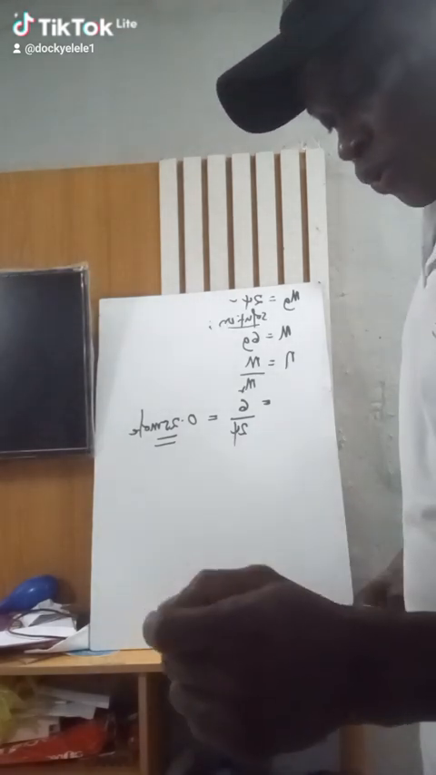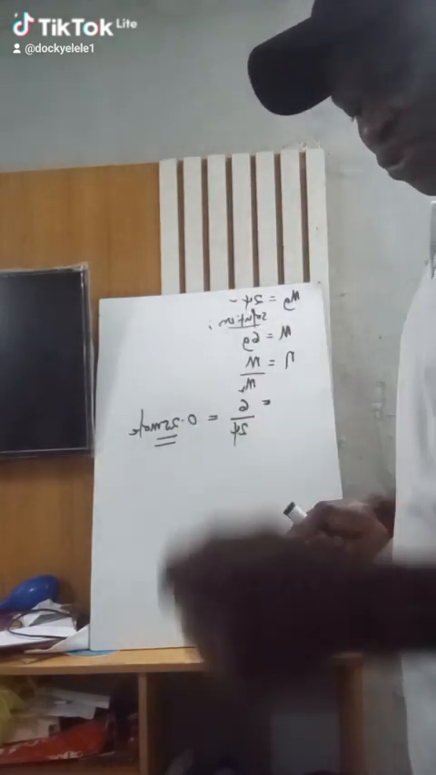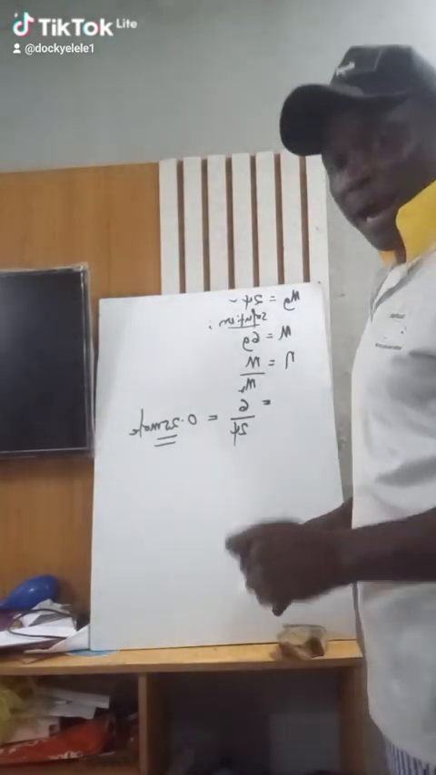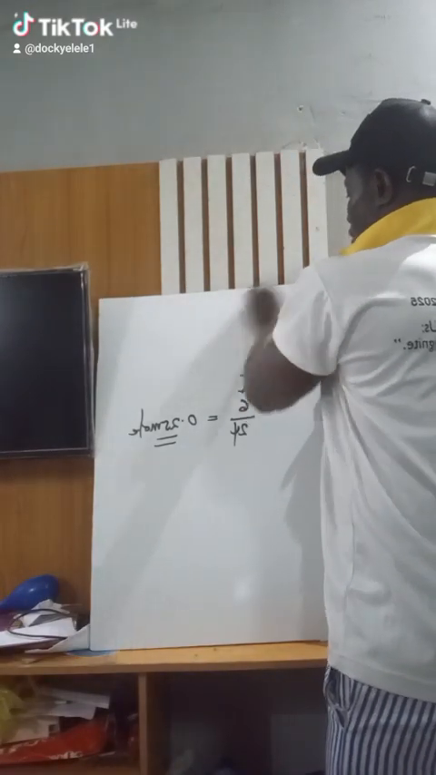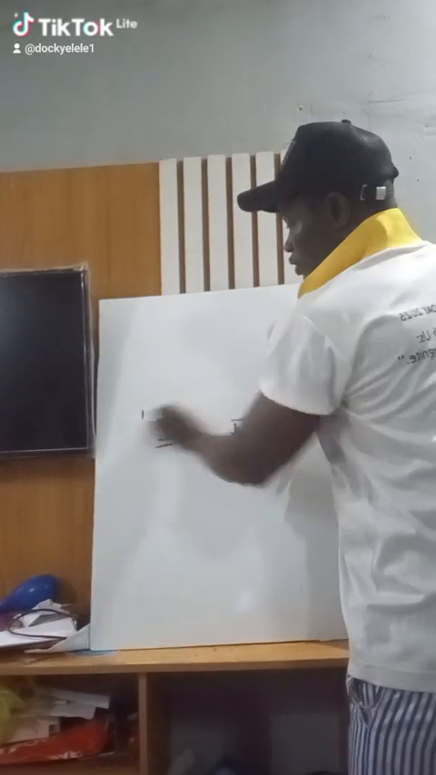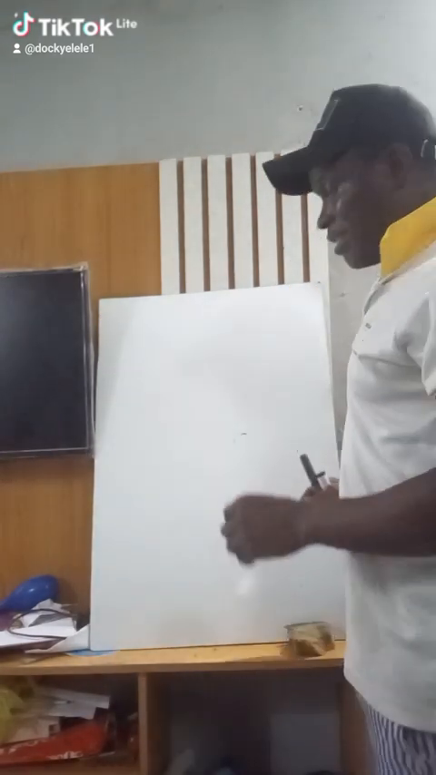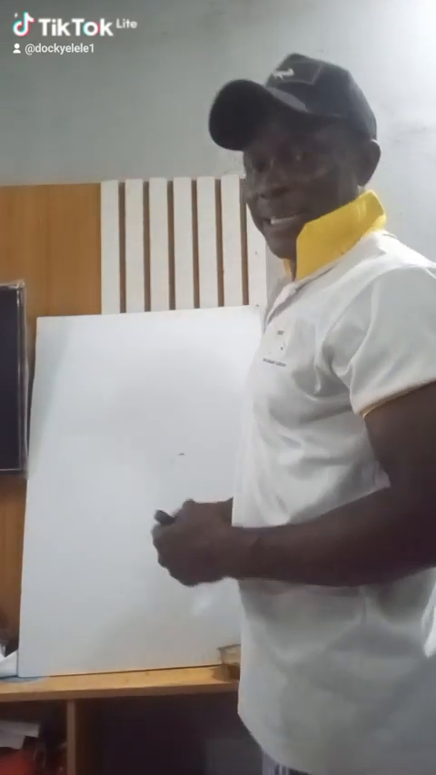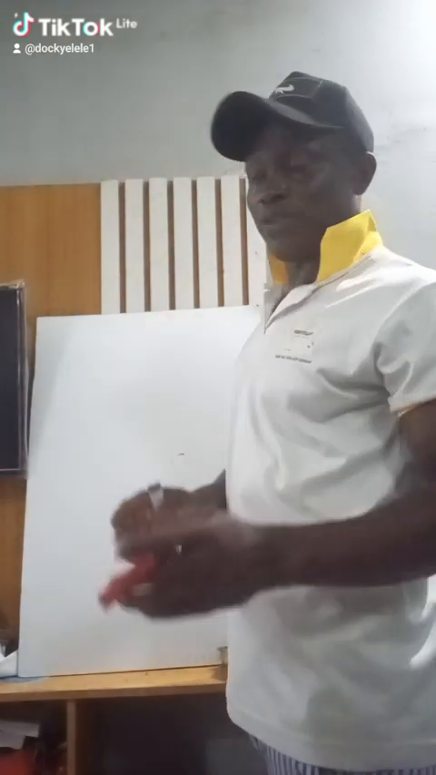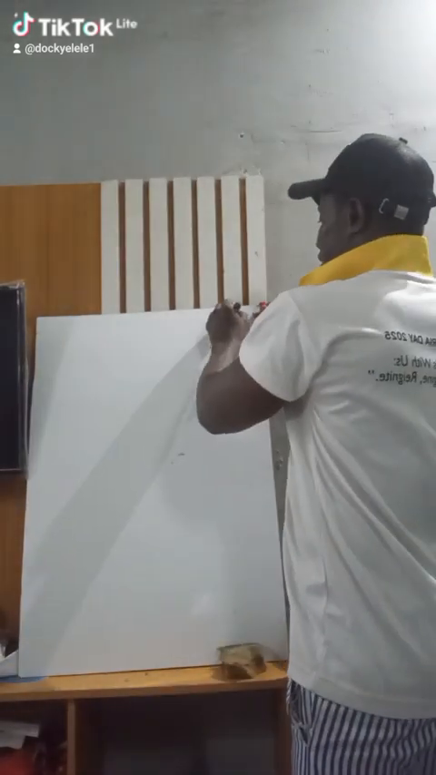Okay, next question. Calculate the number of moles in 20 grams of calcium trioxocarbonate IV. So you are given calcium trioxocarbonate IV.